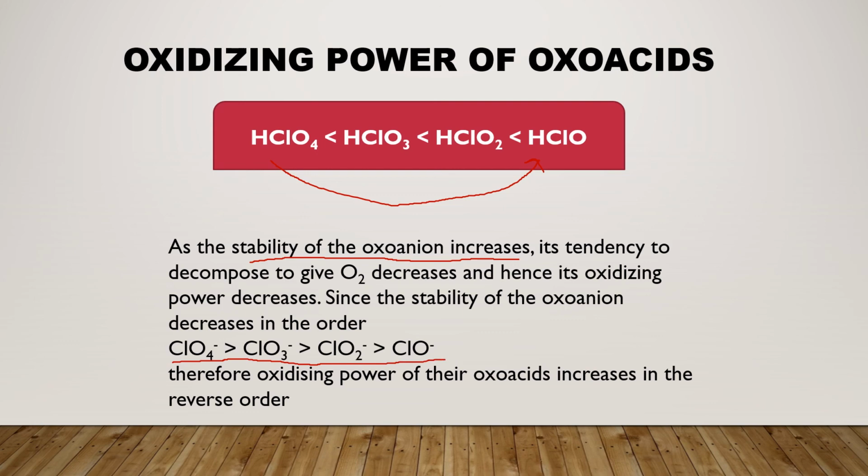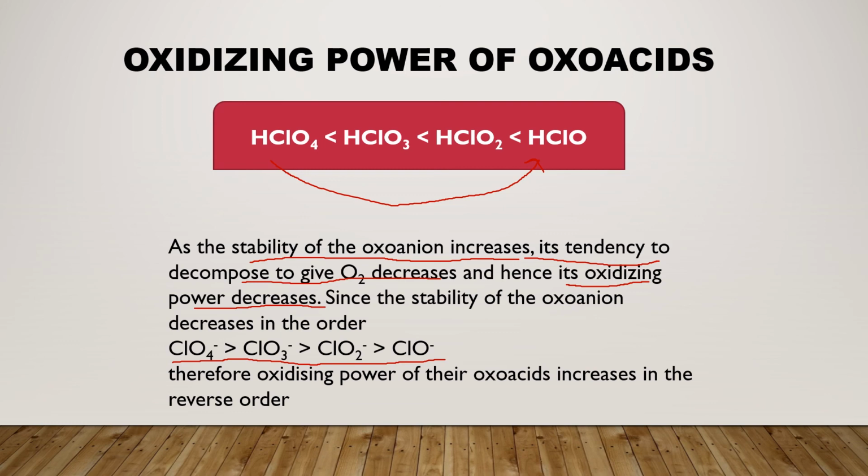It means as the stability of oxoanion increases, its tendency to decompose to give oxygen will also decrease, because the negative charge is delocalized on oxygen atoms, which makes it more stable. So the tendency to decompose to give oxygen decreases. And since the tendency to give oxygen decreases, the oxidizing power will decrease. Because oxidizing power means it will give oxygen to others, and if its oxidizing power is decreasing, it means it is unable to provide oxygen atoms, right?